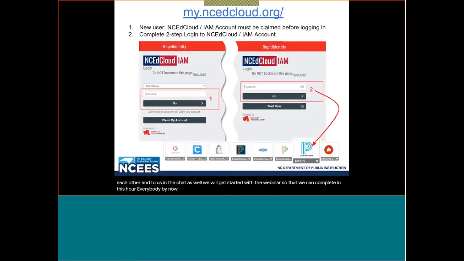Everybody by now, unless you're totally brand new, knows how to access NCEES. At DPI, everybody goes through our single sign-on system, the NCEES Cloud or IAM, depending on what your district refers to it as. And then once you get logged in with your username and password, once the dashboard loads, you're looking for the NCEES icon, which is a blue cyan PowerSchool letter P with the words Unified Talent underneath and NCEES written underneath that.